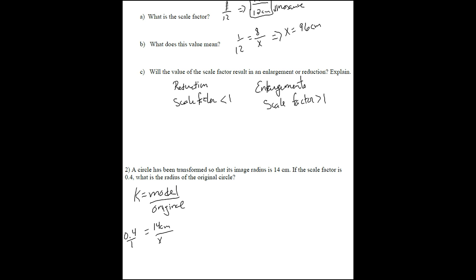x times 0.4 is 0.4x. 1 times 14 is 14. And to get x, you have to divide by 0.4. Your measurement in this case will be 56 centimeters. That will be the radius of the original circle. So we do get it here: the model worked out to be smaller than the original. We should expect that as a reduction because our scale factor is less than 1.